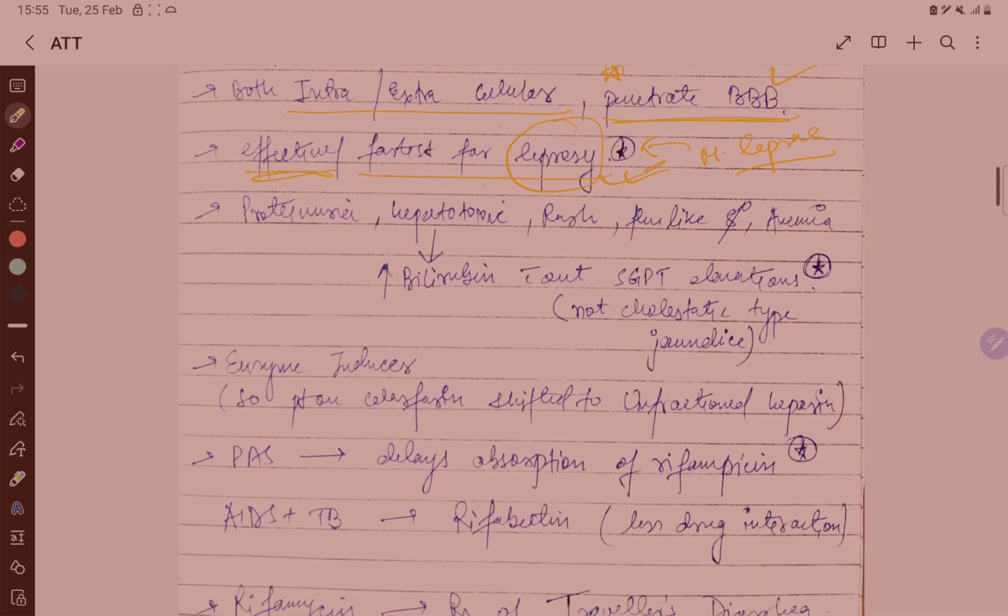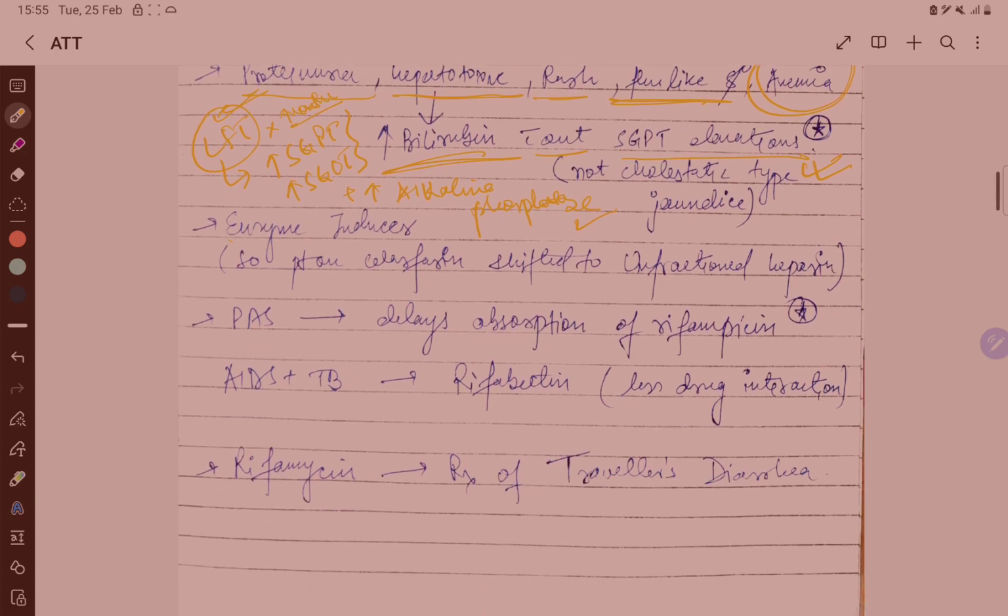Now the side effects: proteinuria, hepatotoxicity, rash, flu-like syndrome, anemia. Increase in bilirubin without SGPT elevation is caused by rifampicin. When we see the liver function test of the patient, we see increase in SGOT and SGPT with increase in alkaline phosphatase, very important. So we have to give liver supportive treatment when we start the TB drugs, and we have to tell the patients to check the liver function test every month.